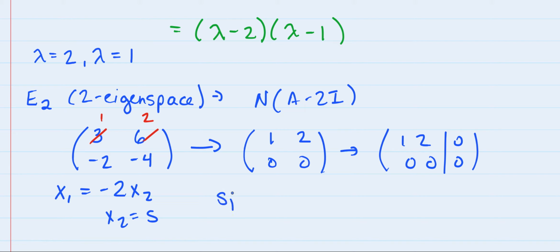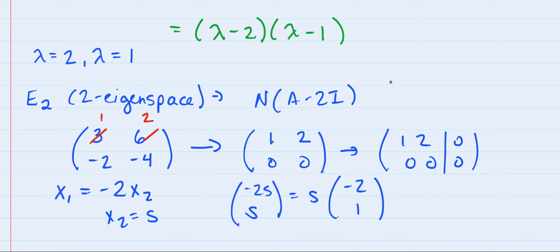So we get the span of all vectors. Let me write it like this first. Vectors that look like -2s, s, or -2, 1 times s. So this eigenspace is the span of -2, 1.